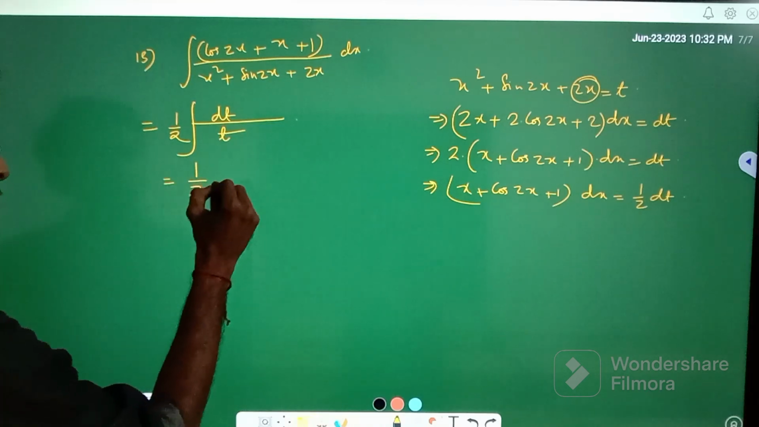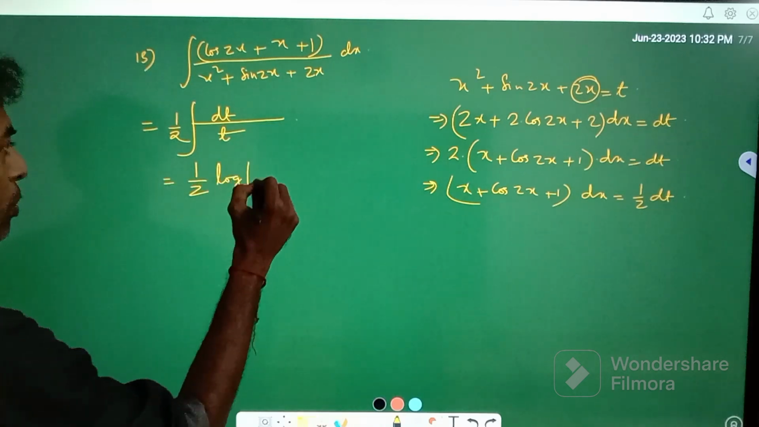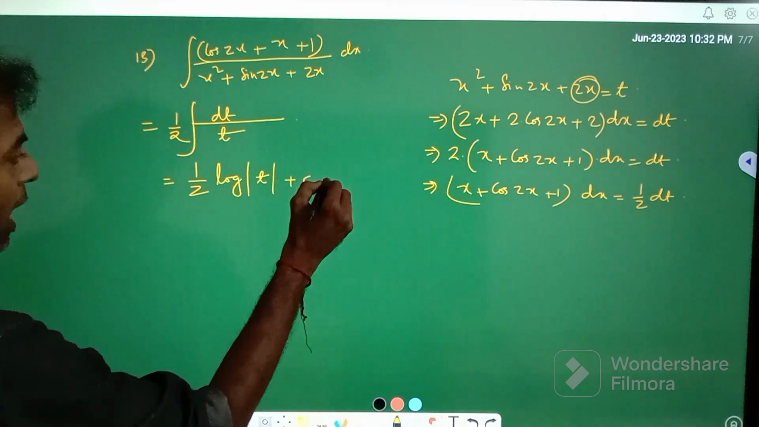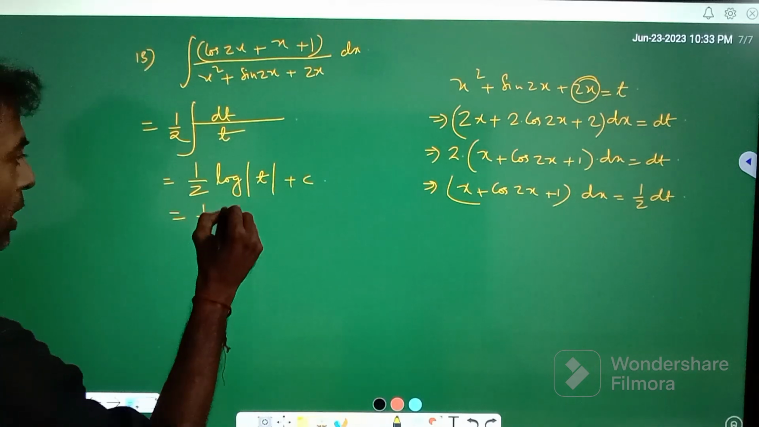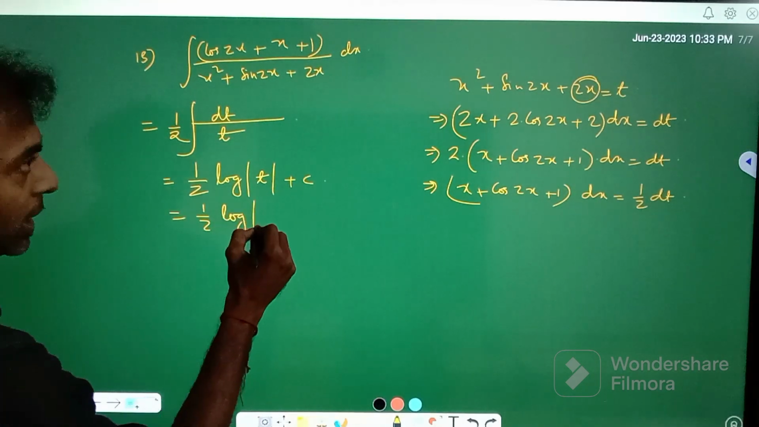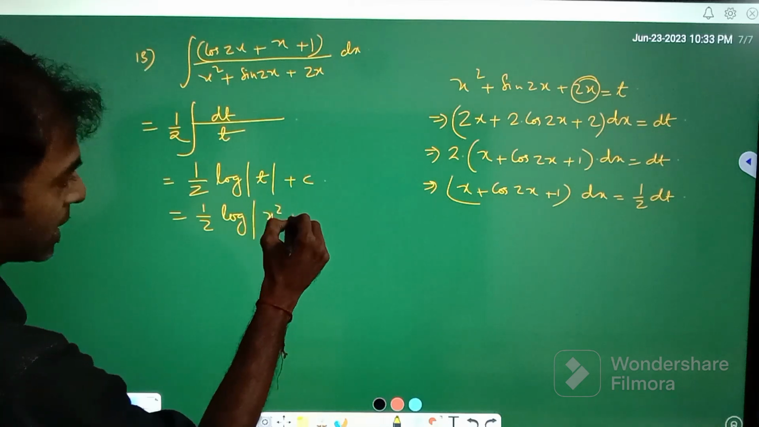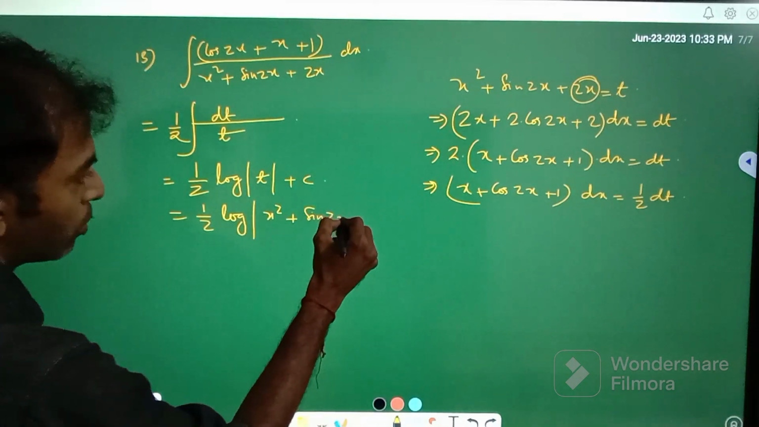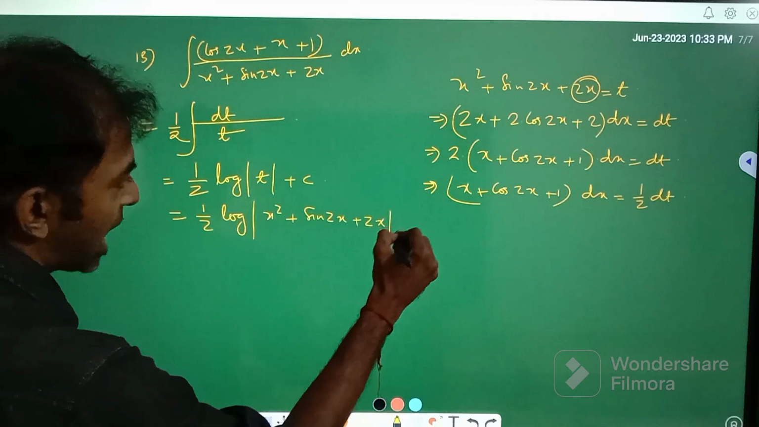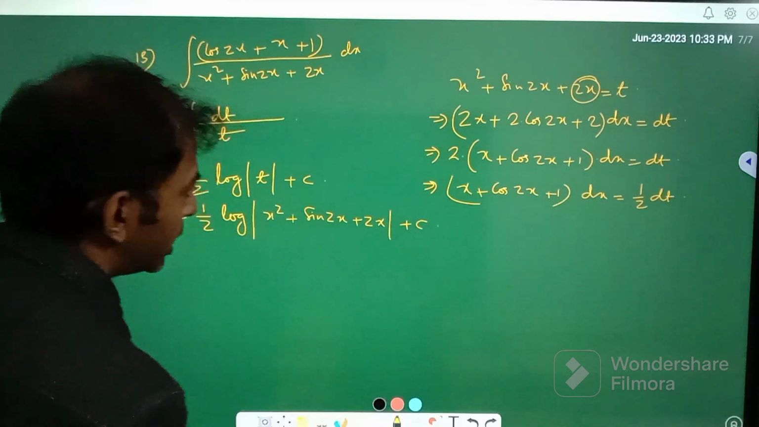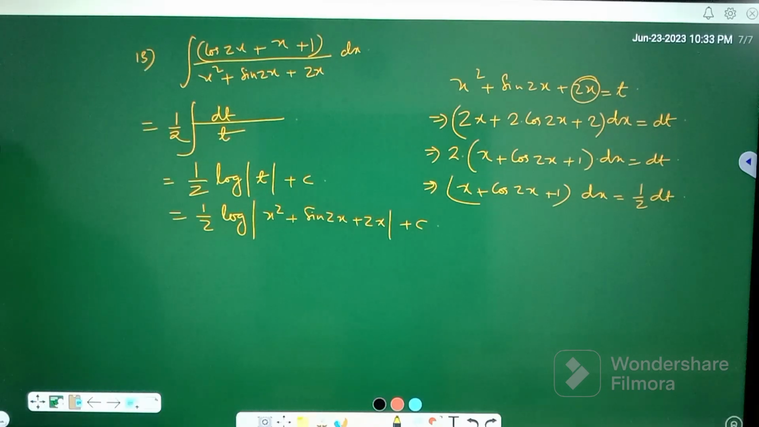Again the same format, half into log modulus t plus c, and we know the value of t is x square plus sine 2x plus 2x plus c, where c is the integration constant. So that's our 13th problem. After that, we'll move on to the next pattern of problem.